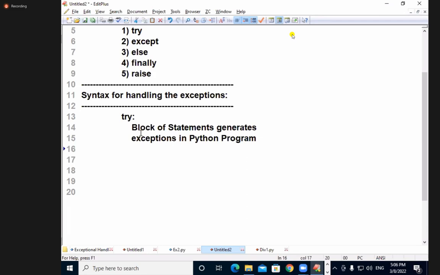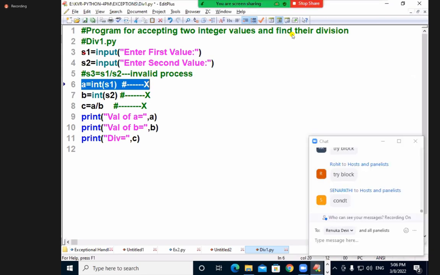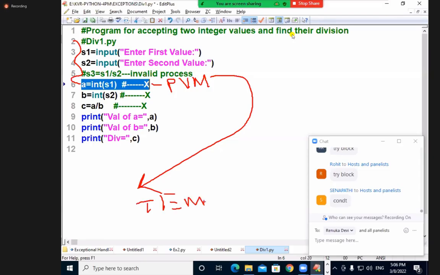So, sir, because of writing the block of statements generating exceptions in Python, what is the advantage, sir? The advantage is very simple, students. Look here, an exception is occurring in line number 6. When the exception is occurring in line number 6, what will happen? PVM is coming here, the exception is occurring here. Tell me what is happening. PVM will come out of the program flow and gives which message? A technical error message was given. This part you know already, am I correct?